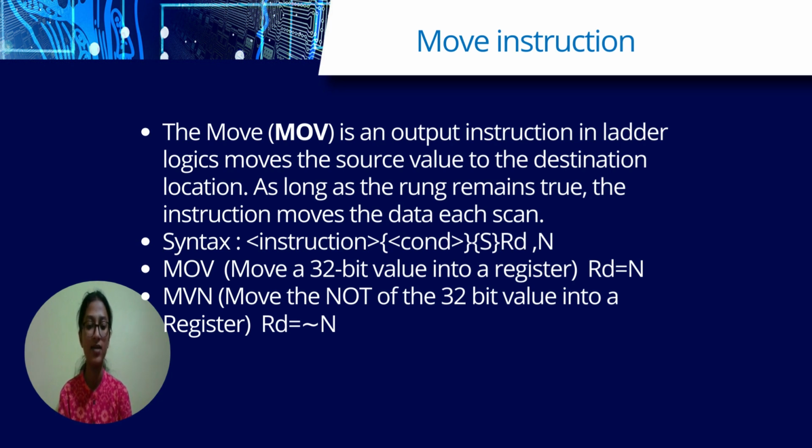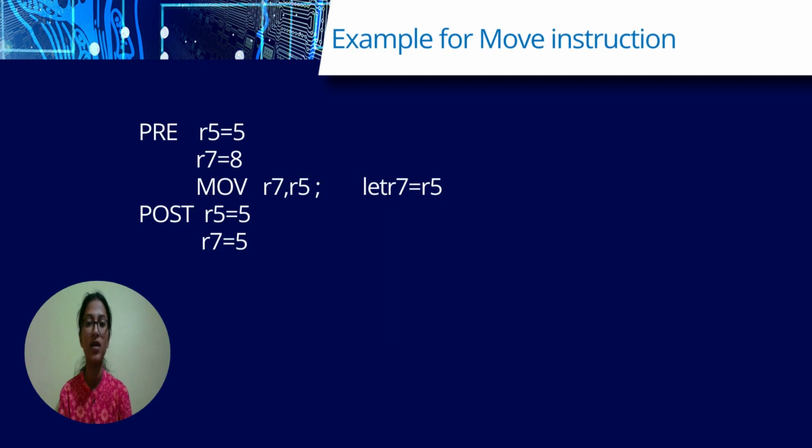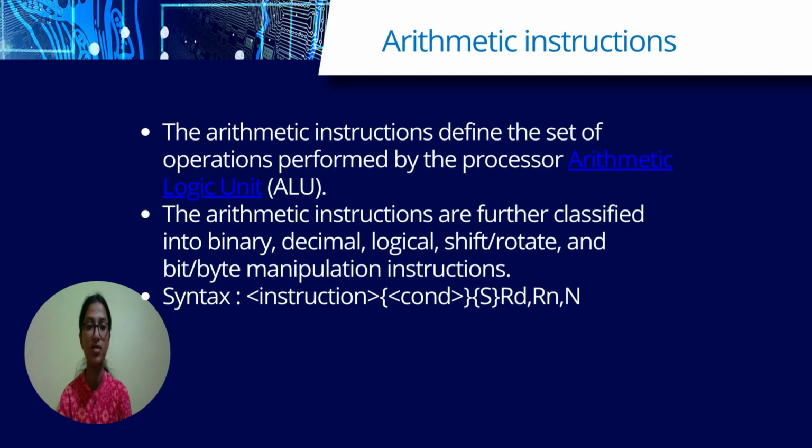Next, we'll have a simple example for the move instruction. Here, R5 carries a value of 5 and R7 has 8 before the execution, where the move instruction copies the value of R5 to R7, so after the execution, we'll get the value of both R5 and R7 registers as 5.